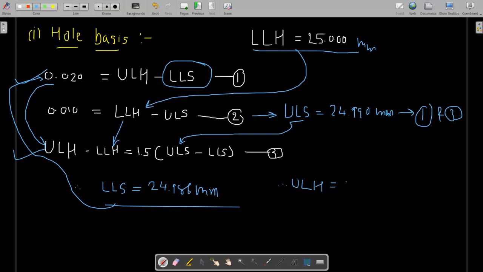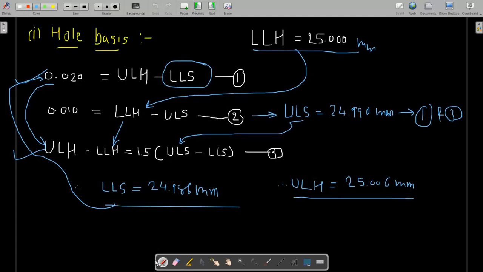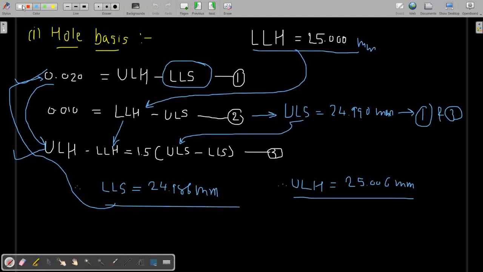Now put this value in equation 1 again, and you will get the upper limit of the hole, that is 25.006 mm. Sorry, I'm writing it again here. So if we conclude on the hole basis system, I will conclude on the same page itself. This is the result I'm writing in green.